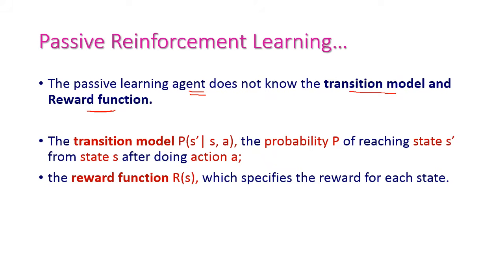What is meant by transition model? Transition model is used to predict the next state. So the probability P of reaching state S dash. S dash is the neighboring next state, that is the predicted state from state S after doing action A. This is called the transition model. And the next one is reward function, which is represented by capital R of S, which specifies the reward for each state. These two things are not known by this passive reinforcement agent.